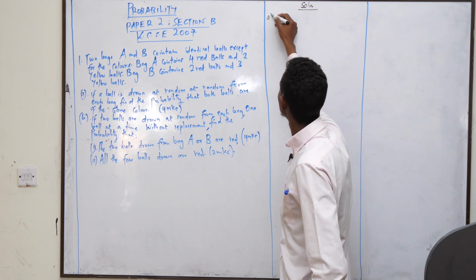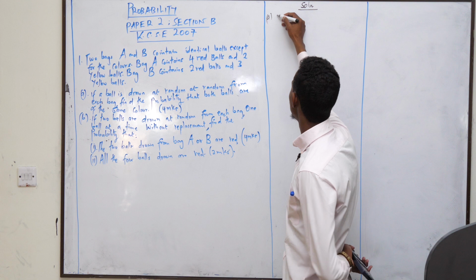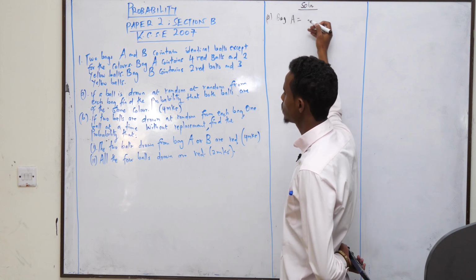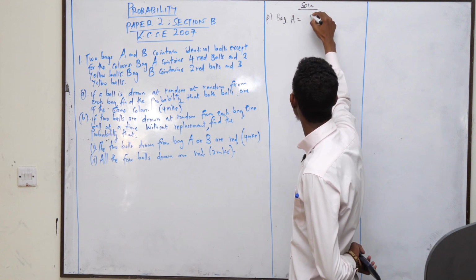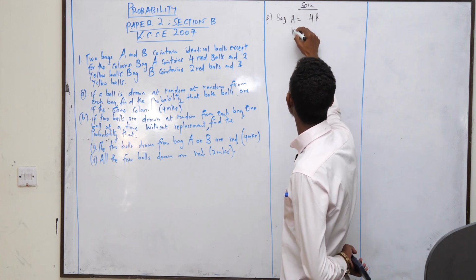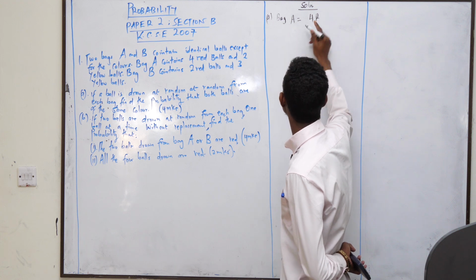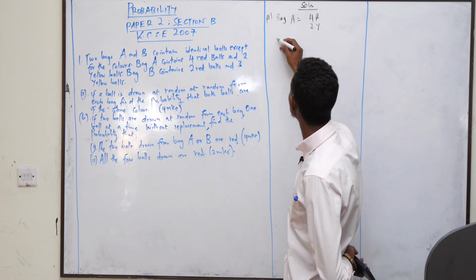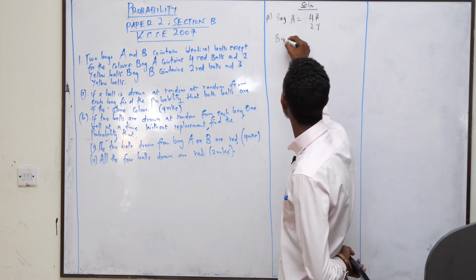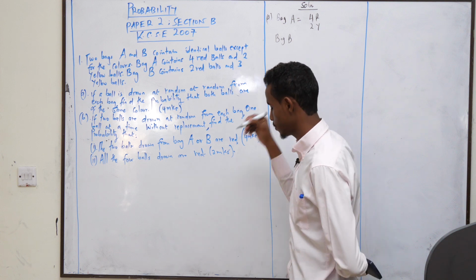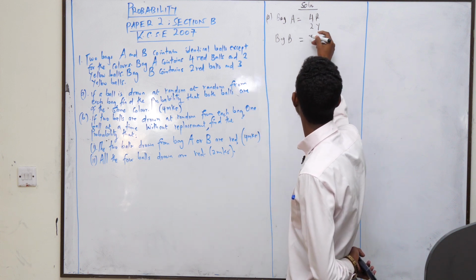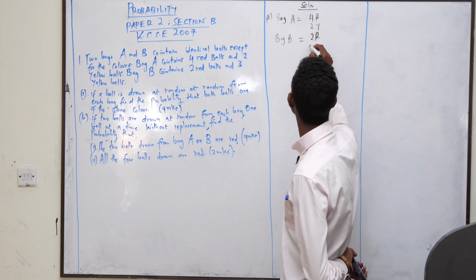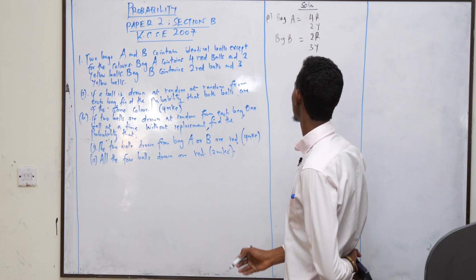Now, we have bag A. Bag A contains 4 red and 2 yellow balls, right? While bag B contains 2 red and 3 yellow.